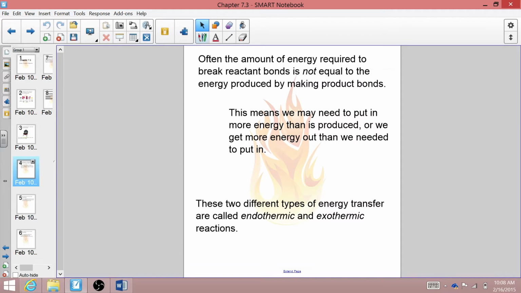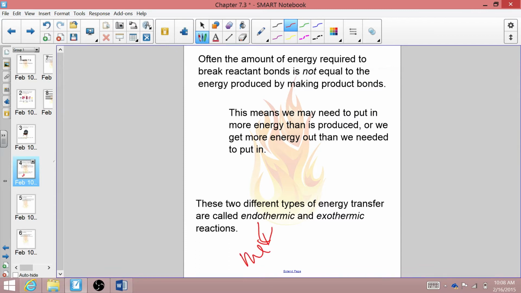For example, endothermic is when heat is being absorbed. Let's say an ice cube is melting. It is absorbing all of the heat energy around it, and as it absorbs that, the temperature of the molecules increases and it goes from a solid state to a liquid state.